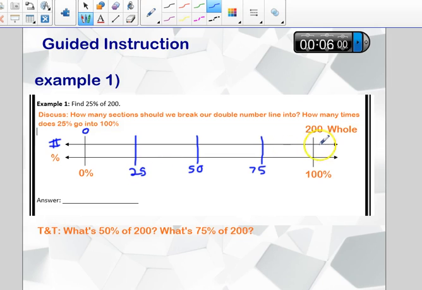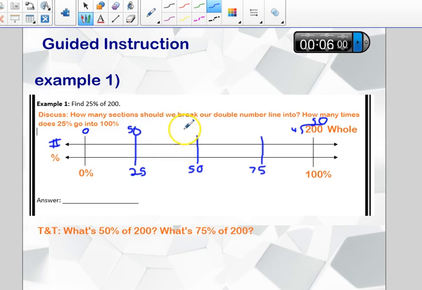Now, up here, we've broken it into 4 pieces. Here's 1, 2, 3, and 4. So to figure out what we're counting by, we're going to divide 200 by 4. So 200 divided by 4. 4 goes into 20 5 times, and 4 goes into 0 0 times. So 200 divided by 4 gives me 50. So that means up here I'm counting by 50.